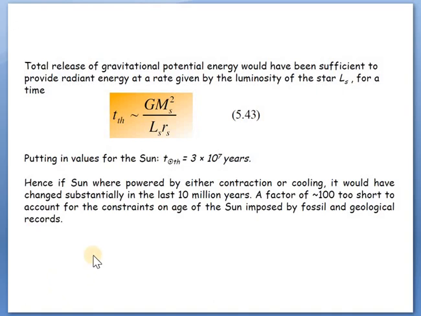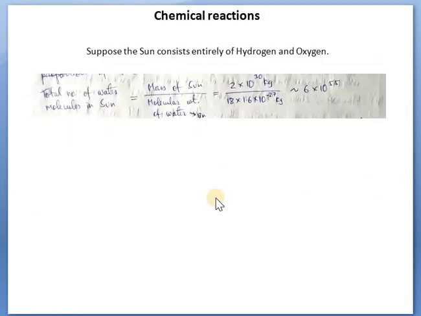Right. Now this number I have written, 10 million years, has somewhat different sources. Some say it's 10 billion years, or some say it's 4 billion years, but the moral of the story is that gravitational contraction can't be the source for the stellar energy. Now let's talk about the second possible source, which is the chemical reaction.